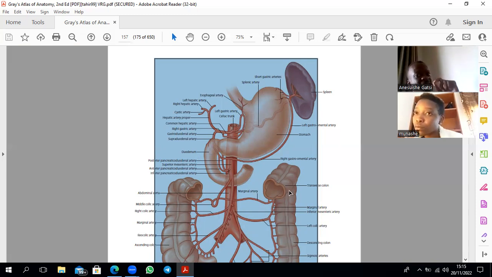Of those arteries, if it's left, it's for the upper part, be it left gastric or left gastroepiploic. If it's right, it's for the lower part.